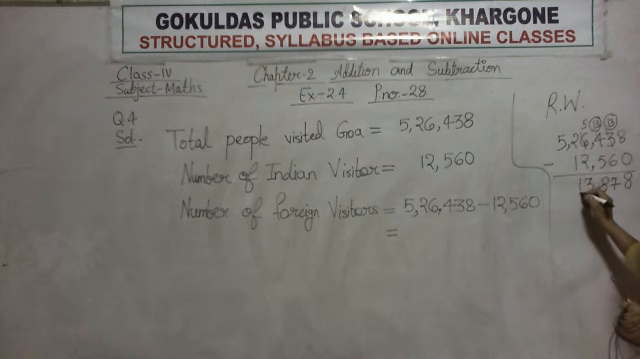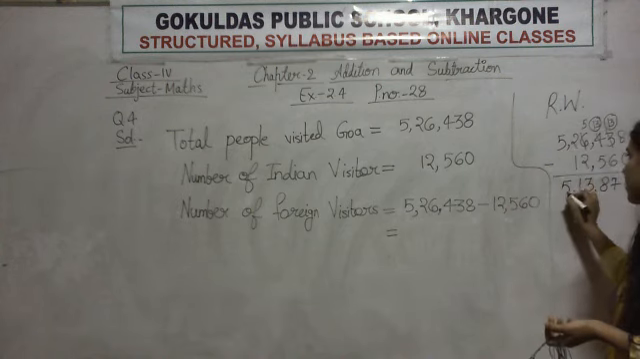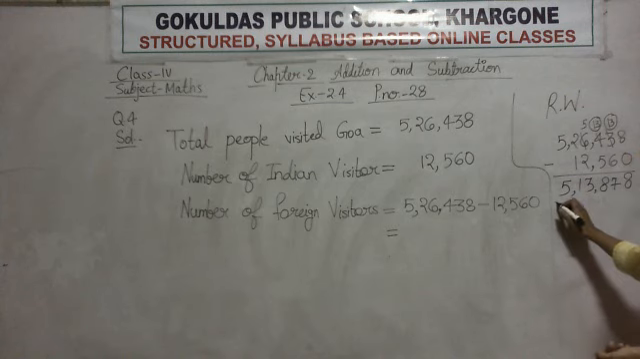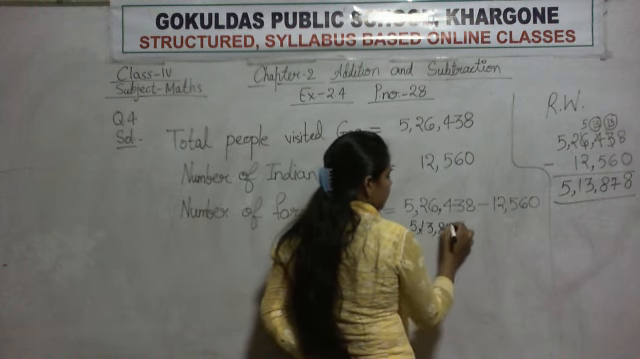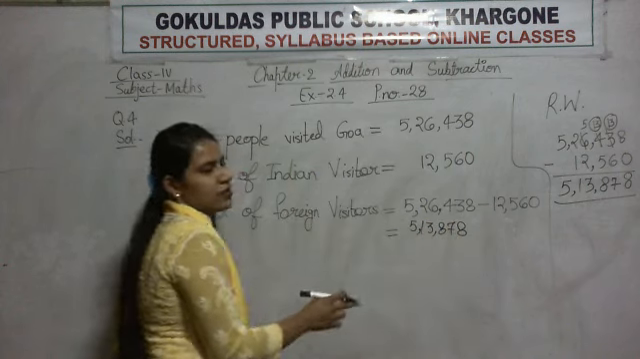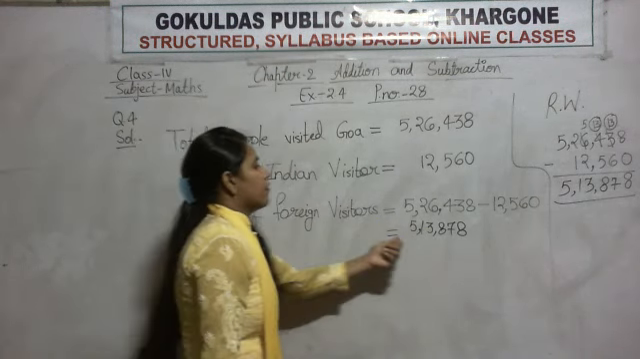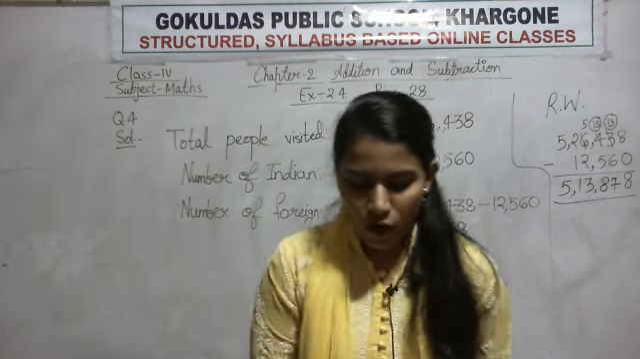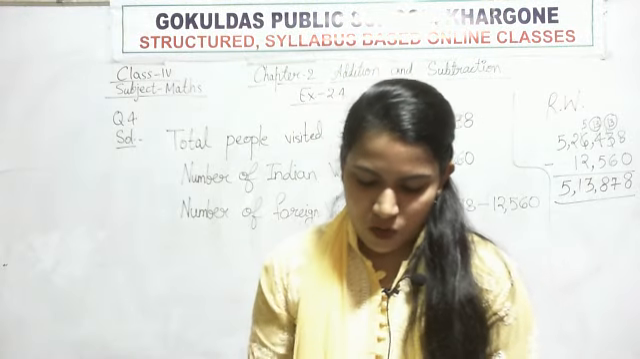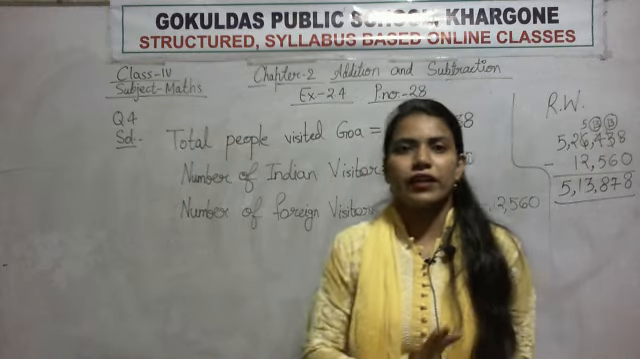2 minus 1, 1. Good. 5 minus nothing. Here no digit is there, so 0 is there. 5 minus nothing is 5. So what is our answer? 5,13,878 foreigners visited Goa last year. How many foreigners? 5,13,878 foreigners visited Goa last year. Okay, so our exercise 2.4 is over here.